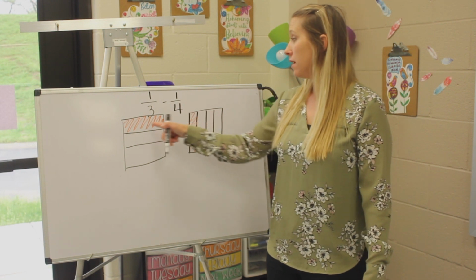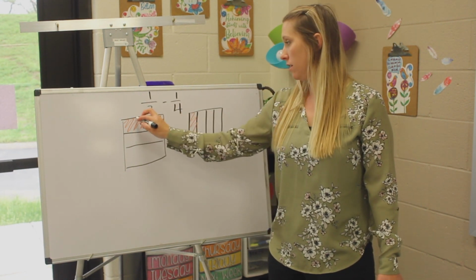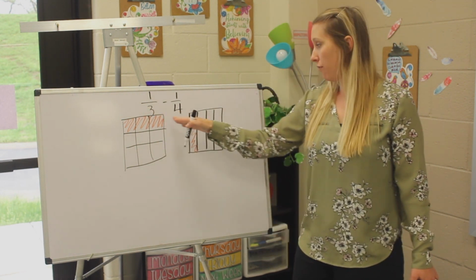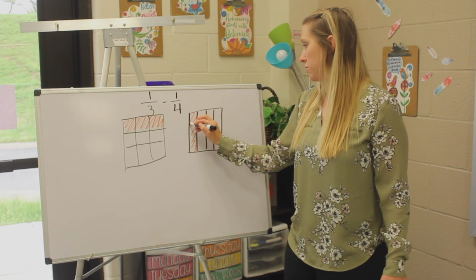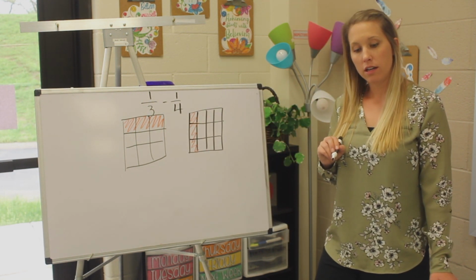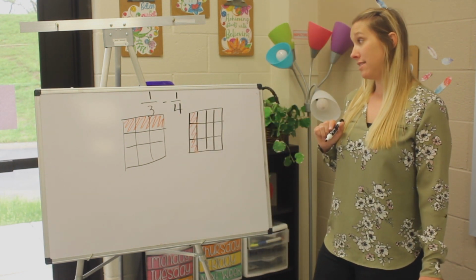We could use the thirds and partition them into 4. I can do the 4 and partition it into 3. And now they're in what unit? Both fractions are in ninths, 12ths.